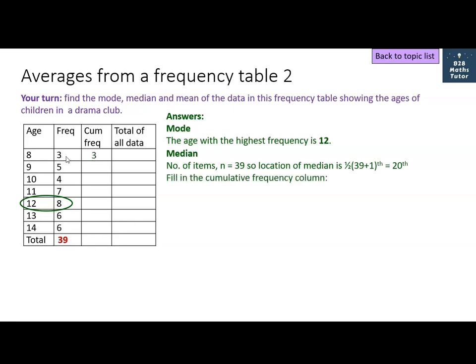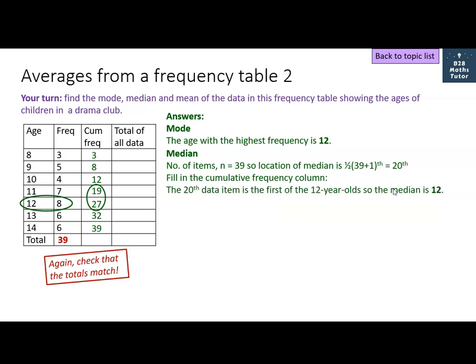We've got 3 up to the end of here, add another 5 gives us 8 here, add another 4 gives us 12, and so on. And the numbers at the bottom match. And we need our 20th data item. Well, the 19th is the last of the 11s, and the 20th is the first of the 12s. So the median is 12.